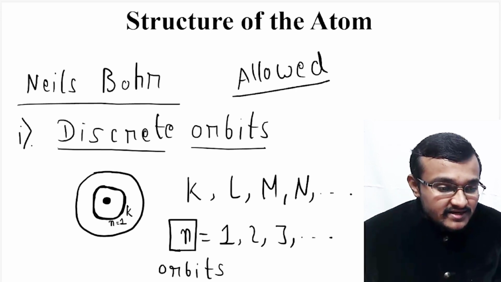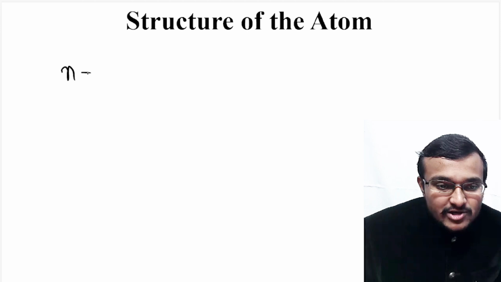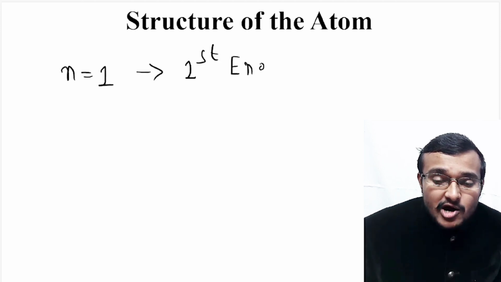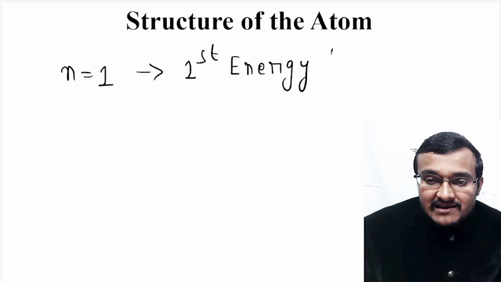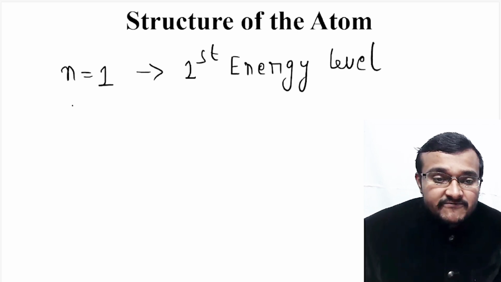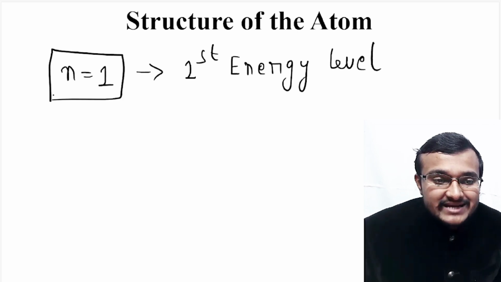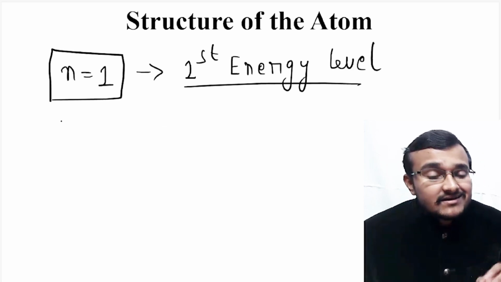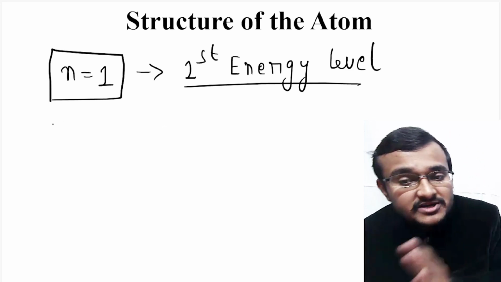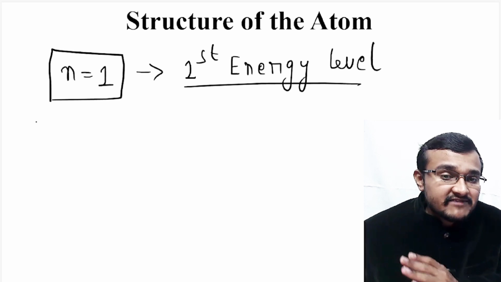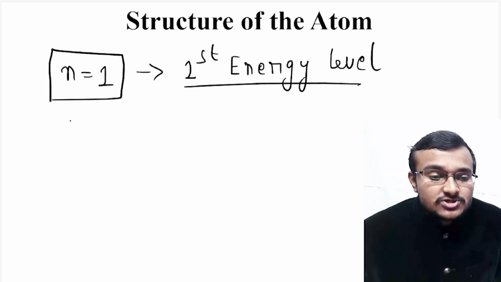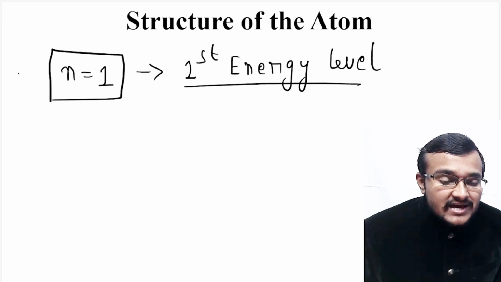So the first orbit, n equal to 1, can be known as the first allowed orbit or the first energy level of an electron. The first orbit, n equal to 1, is the first energy level of an atom, and electrons, after filling this first energy level, will move to the next energy level. The remaining electrons will move to the next orbit, that is the L orbit.